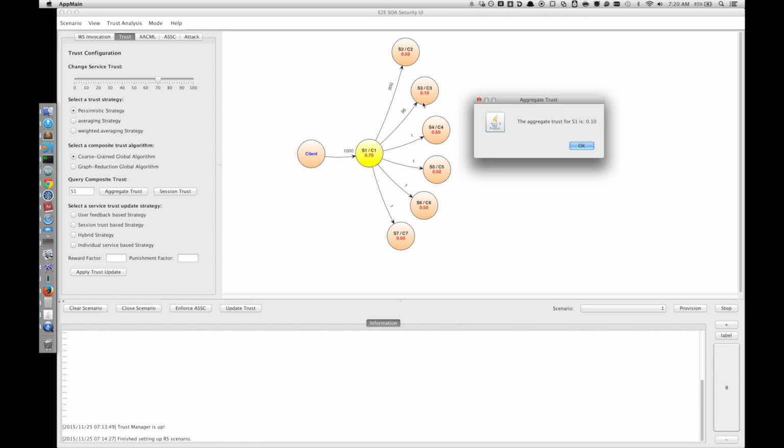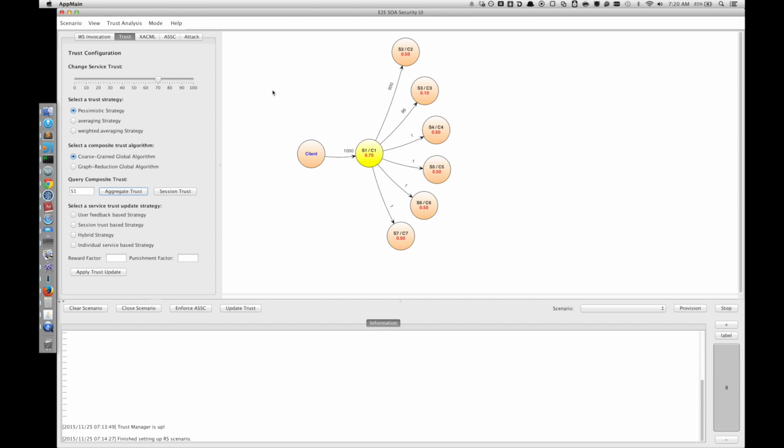This is the trust value of S3. These trust strategies can be very useful for mission-critical or highly sensitive applications, like military-grade applications. But it can be very restrictive in normal commercial applications. So we may need to come up with new trust strategies. For example, we have defined an averaging strategy.